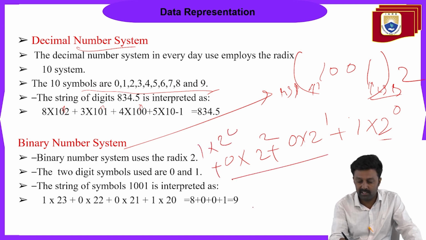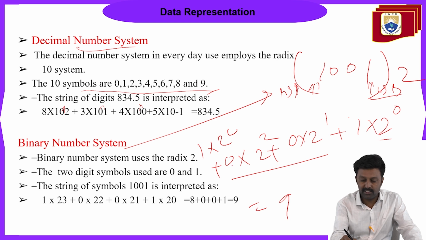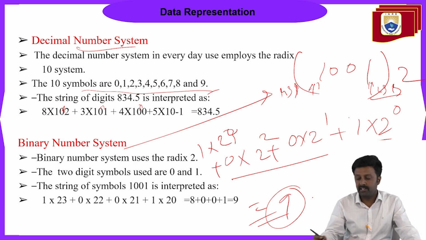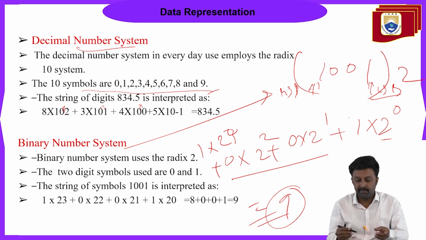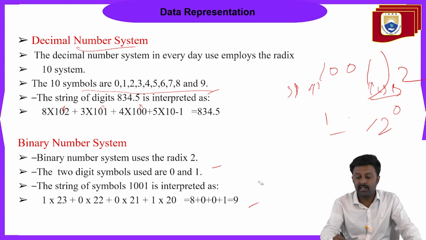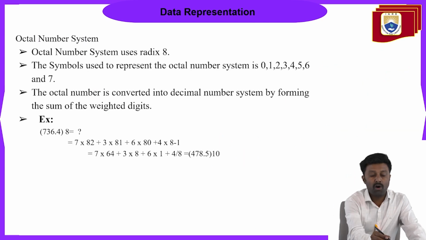So if we add all these things, we'll get 9. That is 2 to the power of 4 is 8, and then 0 plus this will get the 9. So this is how the binary number system is represented. In the binary number system, there will be only two numbers, that is 0 and 1.